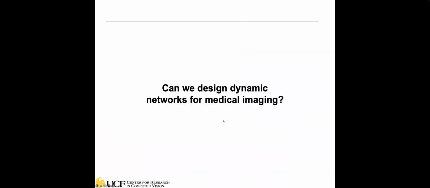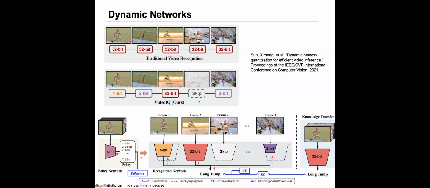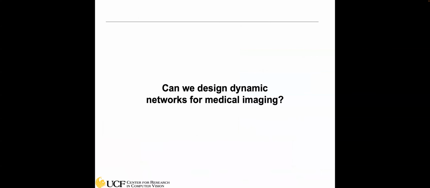So based on this paper, I was trying to think, is it possible we can also design dynamic networks for medical imaging? I want you guys to think about this. Can we design dynamic networks for medical imaging? You can easily think of something by taking some inspiration from here. Can we do something similar? Any ideas? Anyone?